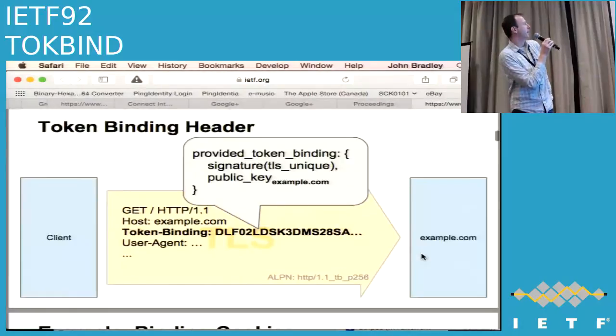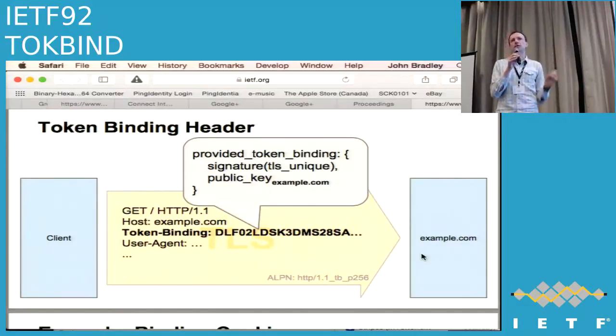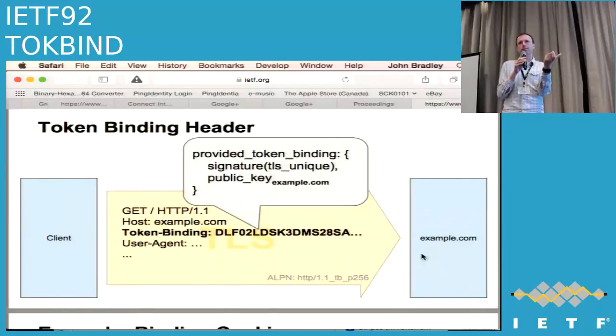So it'll look something like that. We propose the header be called token-binding, and it would basically be the base64 encoding of the thing that is explained in the first draft. It has the signature in there and it has the public key in there, so you know the public key, and you prove possession of the corresponding private key.